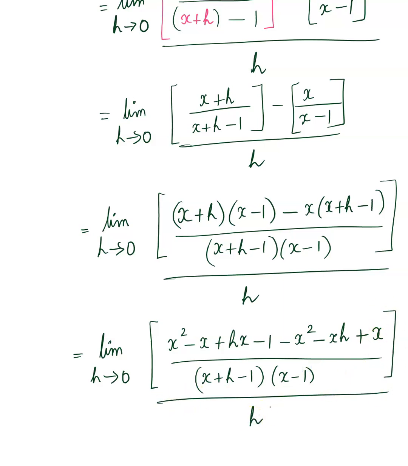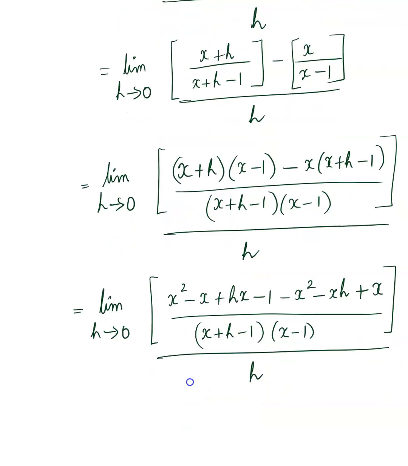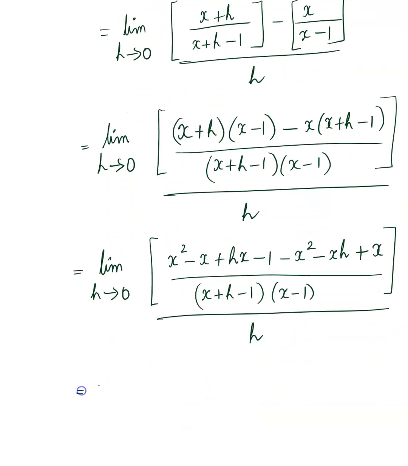I do not want to FOIL the denominator because by now we've seen the pattern that the numerator will have an h pulled out and that h will cancel with this bottom h. So there is no h to eliminate here, so I don't want to distribute the denominator unnecessarily.